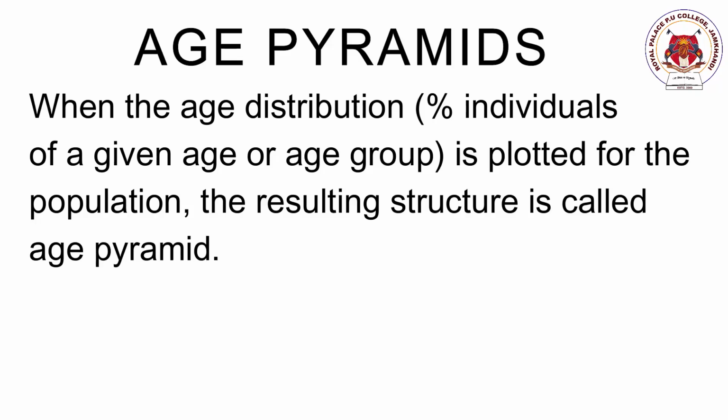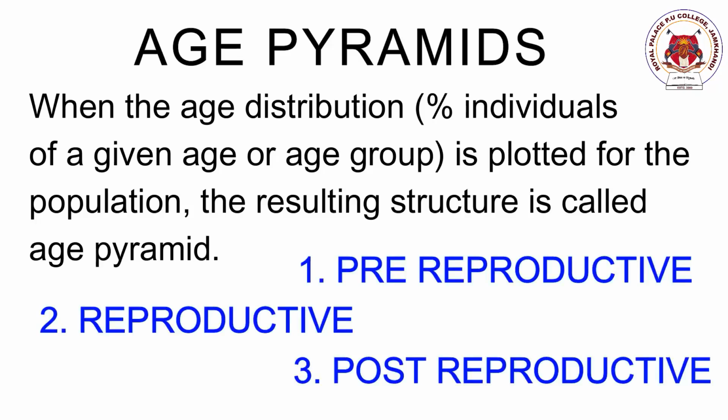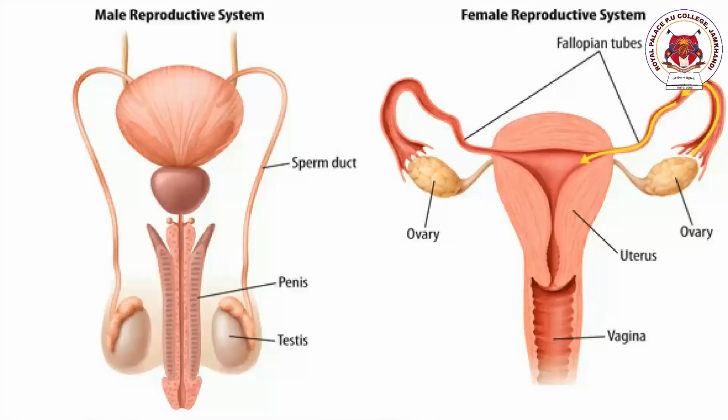In case of age distributions, we can divide this topic into 3 sub names. Point number 1, pre-reproductive; point number 2, reproductive; and point number 3, post-reproductive. What is the meaning of pre-reproductive? I just have to mention one thing. Whenever the word reproductive or reproduction comes, it is targeting 2 individuals, that is a male and a female. In case of a male, the reproductive organ, that is the testis, produces sperms. In case of a female, the reproductive organ, that is the ovary, produces eggs.